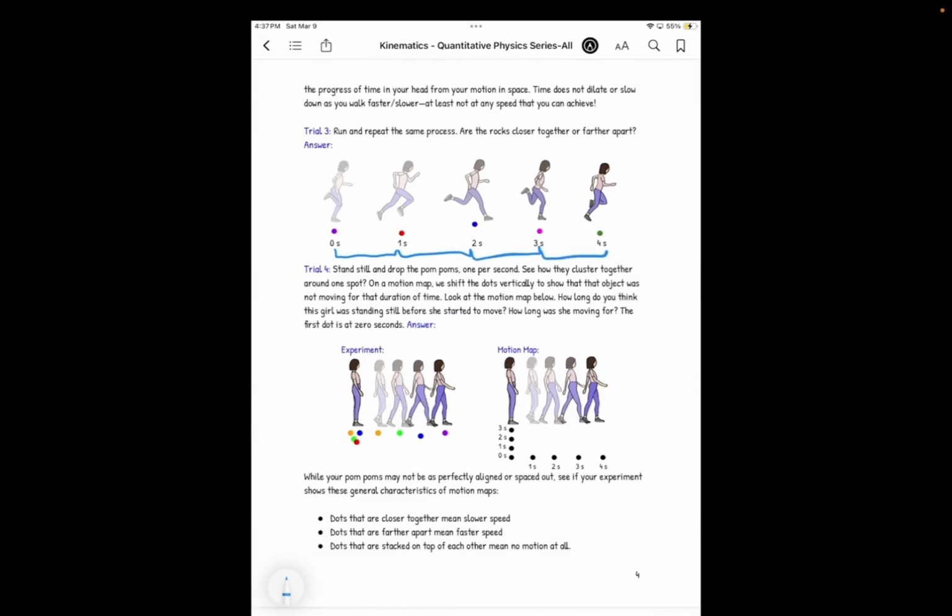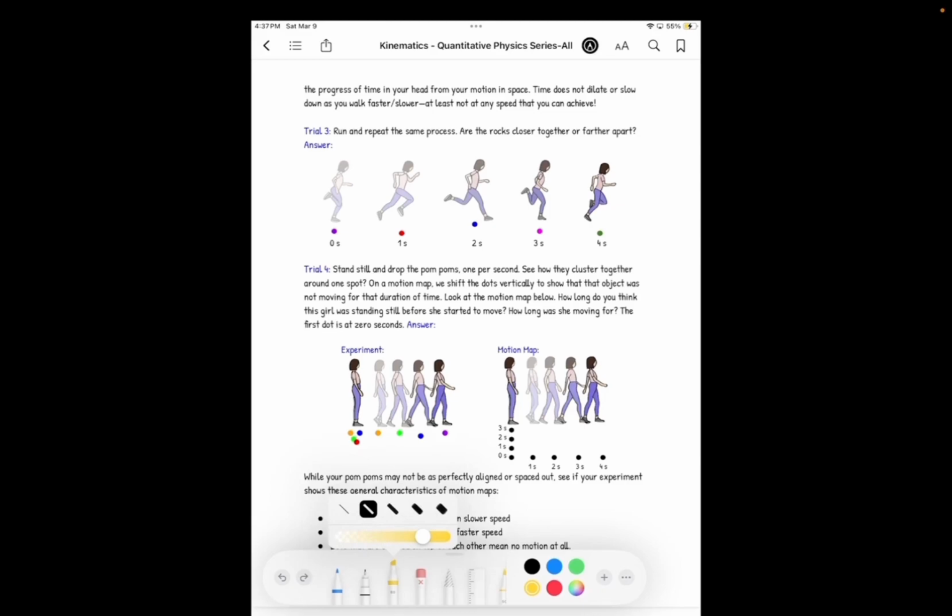So another experiment that you can do is that if you stand in place and drop the pom-poms as a function of time, they're going to accumulate like that in one location, right? But in a motion map, when we want to show an object that is not moving, we are going to just stack them on top of each other.